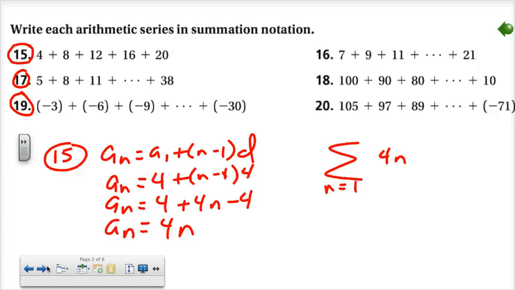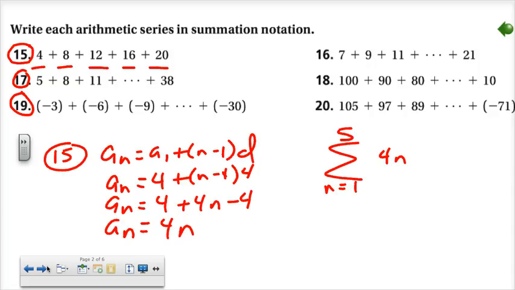And then we only need 1, 2, 3, 4, 5 terms. So lower limit, start with a 1, and upper limit, end when you get to the 5. Remember, those are consecutive whole numbers that we have there. So you put a 1 in, then a 2 in, then a 3, then a 4, and then a 5. And that says exactly the same thing as what they have for number 15.